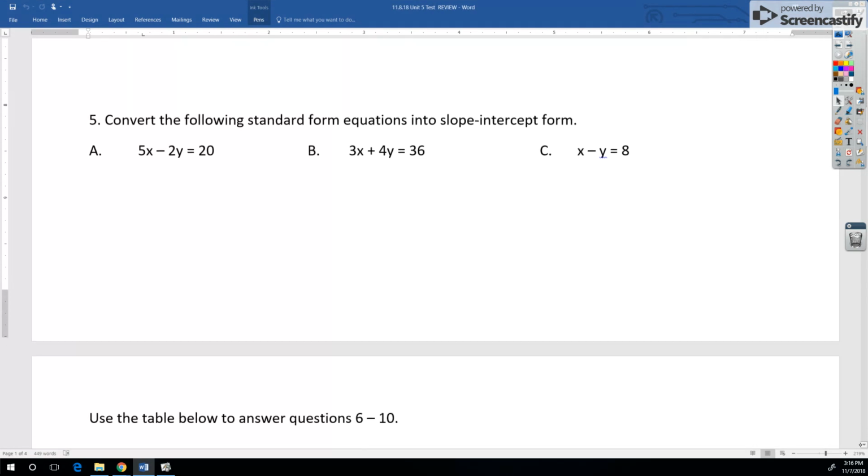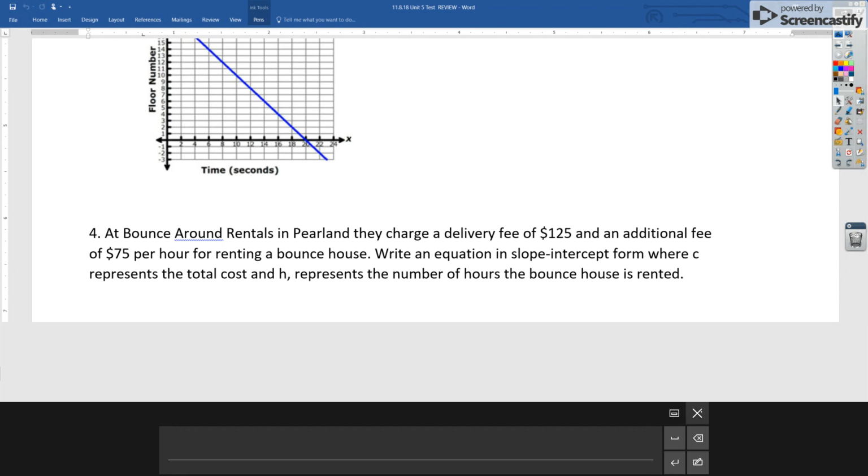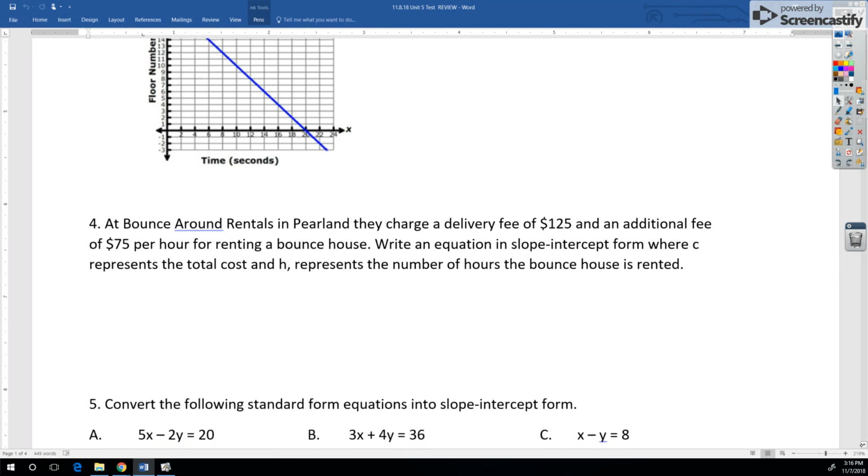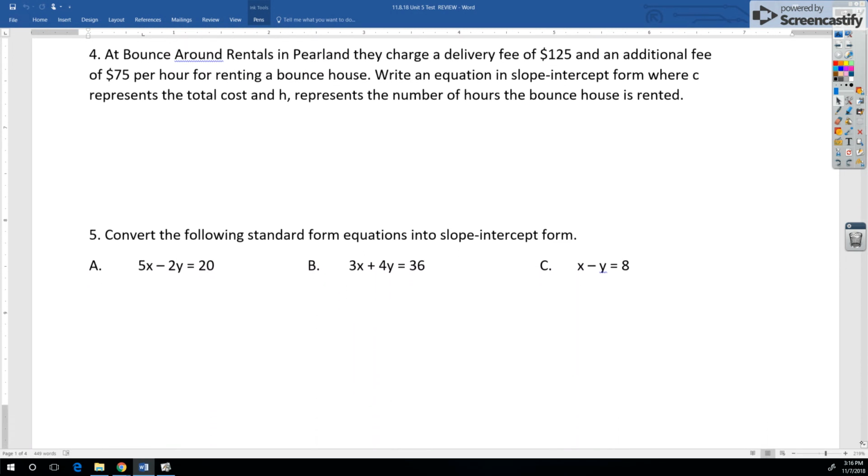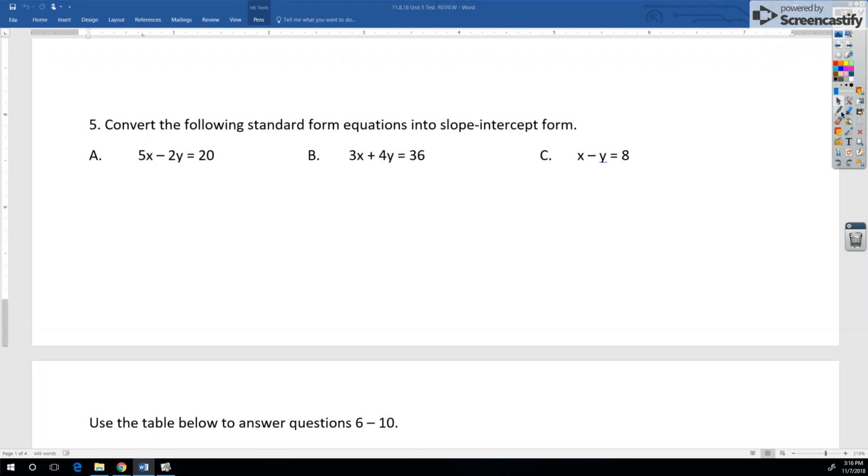The next section asked me to convert from standard form to slope-intercept form. So I want it to look when I'm done like y equals mx plus b. So to do that, I need to get y by itself. In part A, here's my y. This is what I'm trying to get alone.